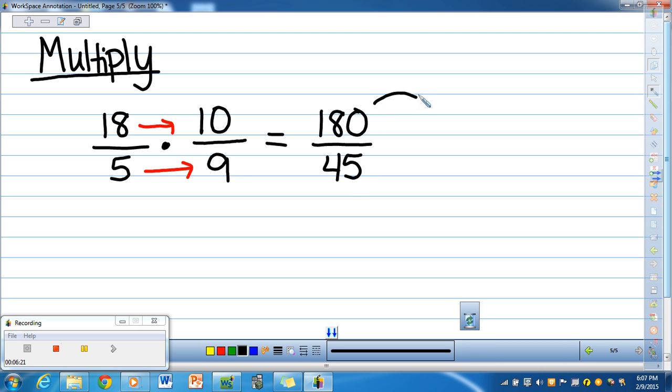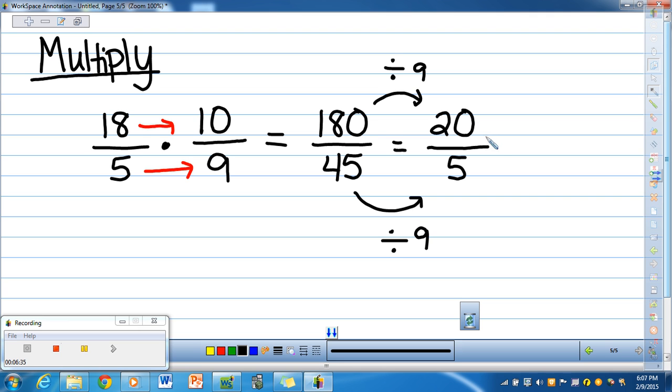Now we always want to simplify any fraction answer that we are left with. Right away, I see that 9 is a common factor of the top and bottom. 45 divided by 9 is 5. 180 divided by 9 is 20. Now I notice that there is yet another common factor between the 20 and the 5. They can both be divided by 5. So I'm actually doing my simplifying here in a few steps. We get 4 over 1, which is really just the same thing as 4.